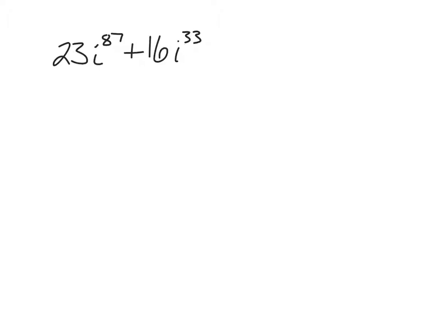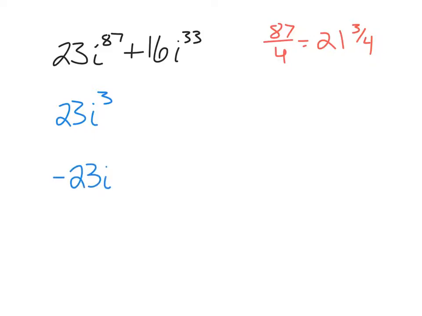So remember, to do that, we're going to just take 87 and divide it by 4, and that's going to give us 21 3/4. So really this first term is going to end up being 23i cubed, but of course i cubed is really -i, so then this is -23i.